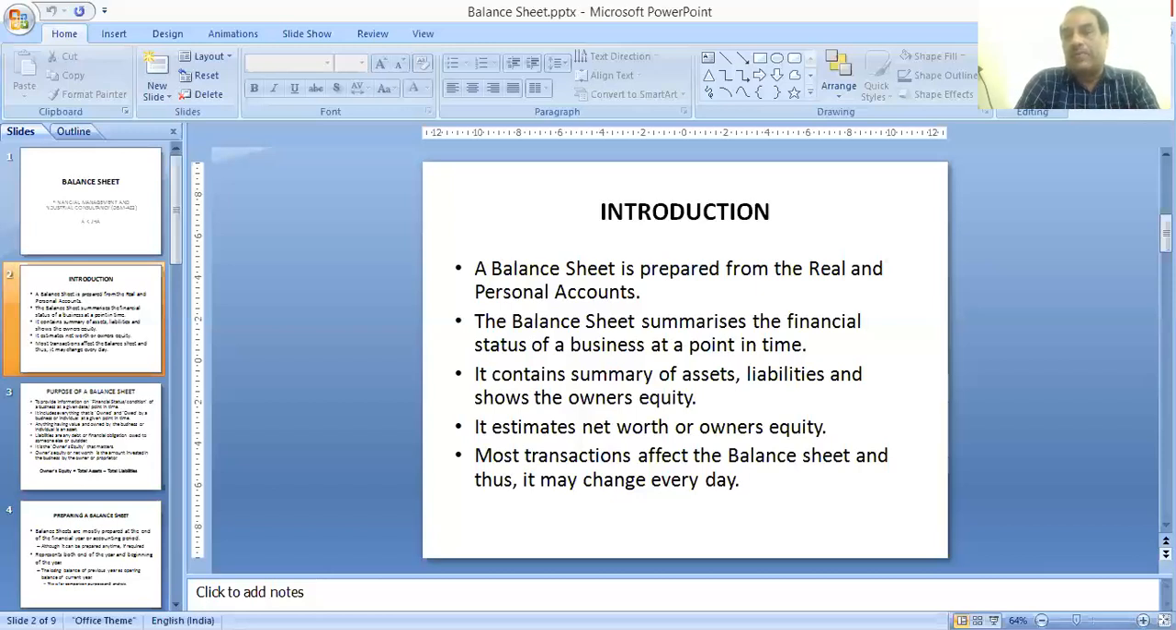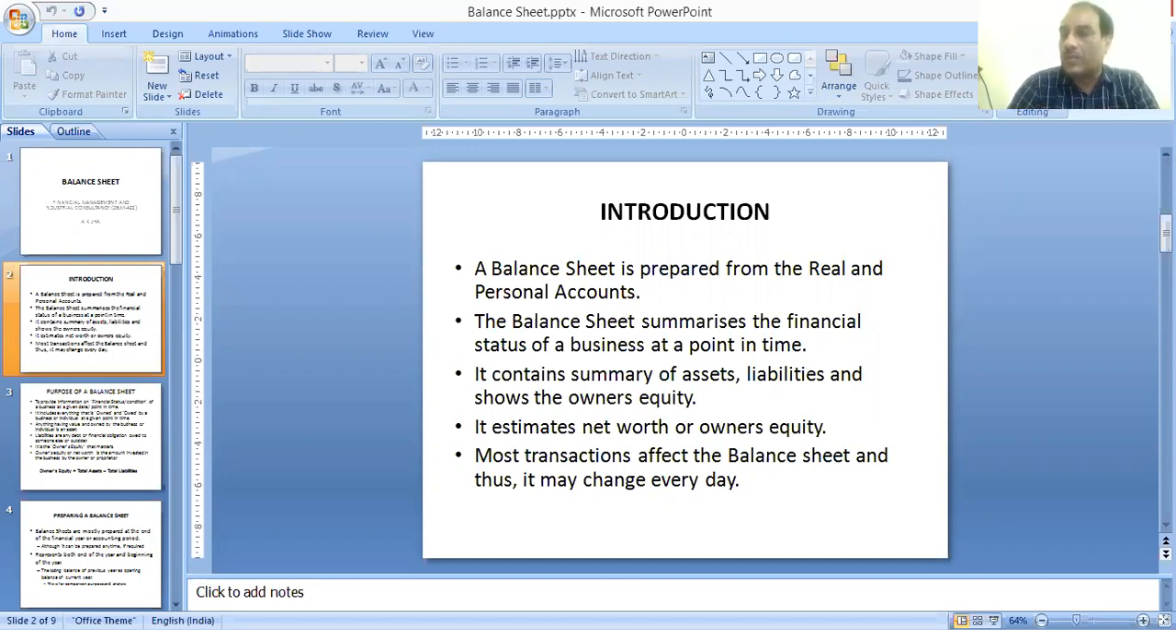So we have real accounts here and personal accounts here, and the records of the nominal account go to the profit and loss account. So the balance sheet includes only the transactions which are entered in the real account and personal account. The balance sheet summarizes the financial status of a business at a point in time.